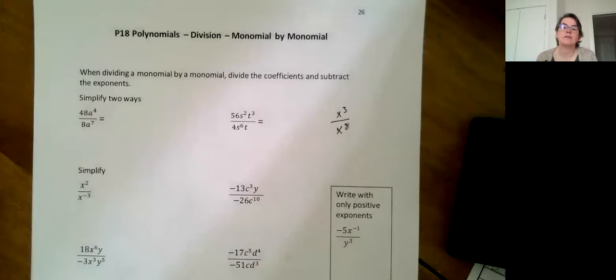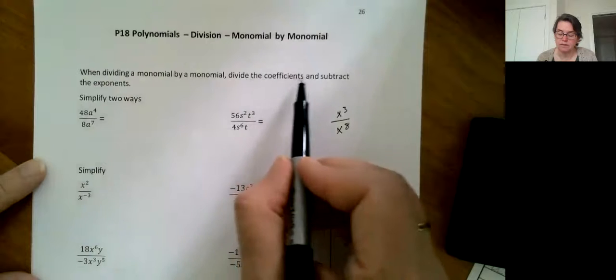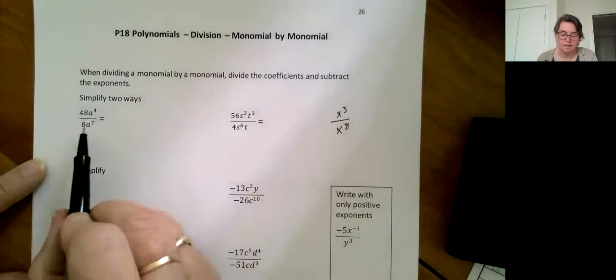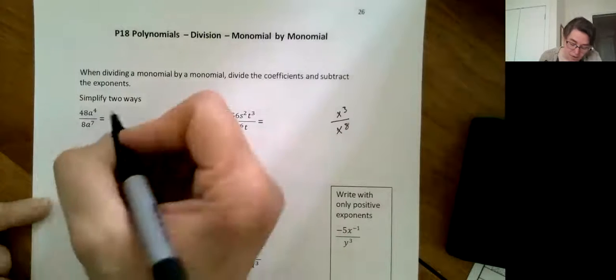Hi there, this is about the third video on dividing monomials by monomials. These ones are starting to get a little tricky. So here are the rules. When dividing a monomial by a monomial, divide the coefficients and subtract the exponents. But I just want to remind you there's two ways that you can do these. I'm going to do it this way.